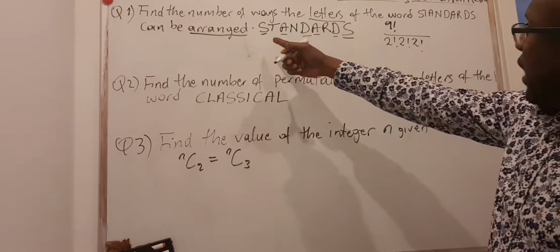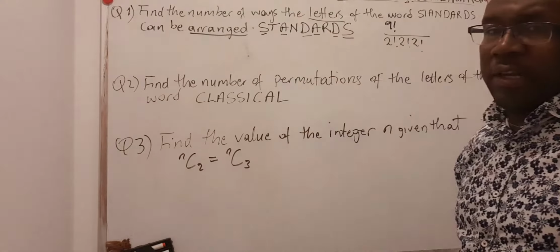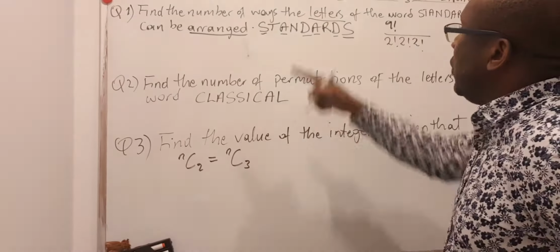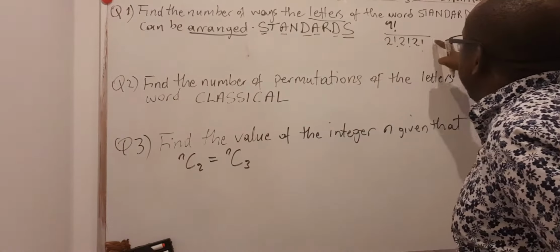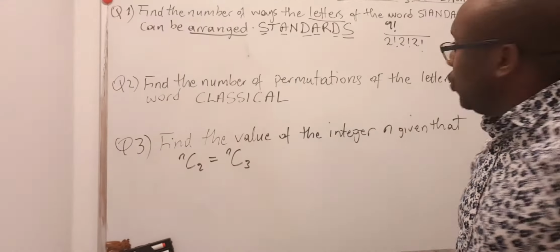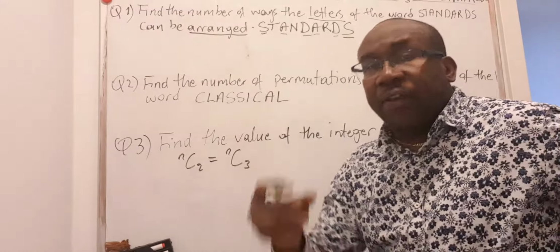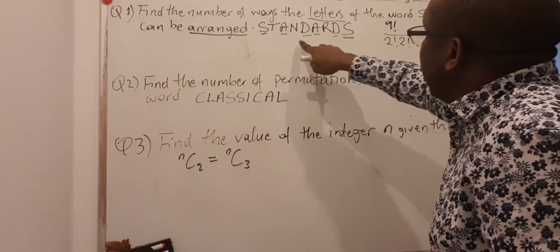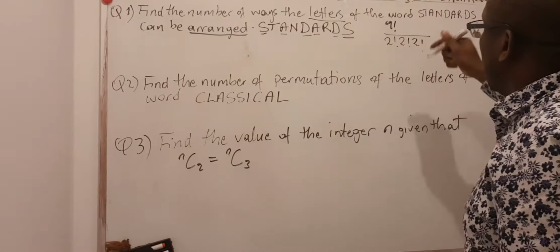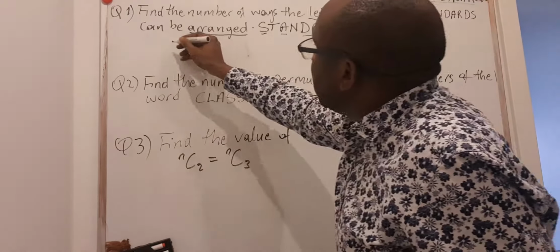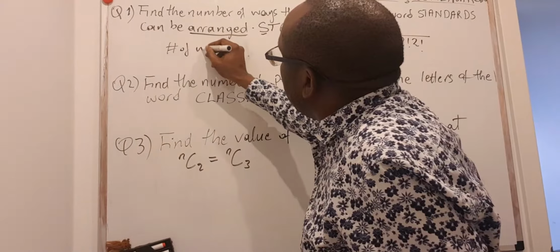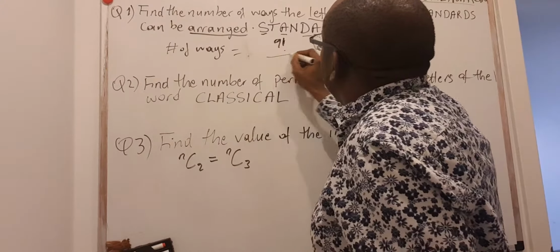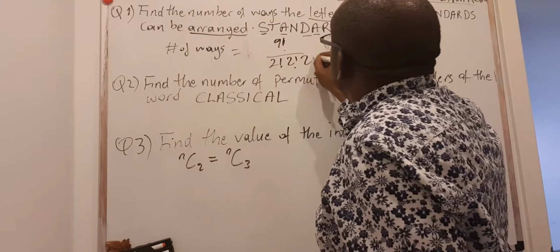You have to check, is there any other that is repeated? If it is repeated, then you divide by the number of repetitions factorial. So if it was repeated 3 times, then I'll divide by 3 factorial, so that we have the actual number of unique permutations that you can identify. So if I look at that, those are the only possibilities I have here. So it means my number of ways is simply 9 factorial divided by 2 factorial, 2 factorial, 2 factorial.